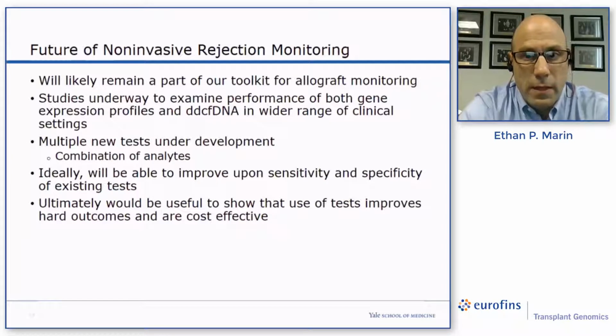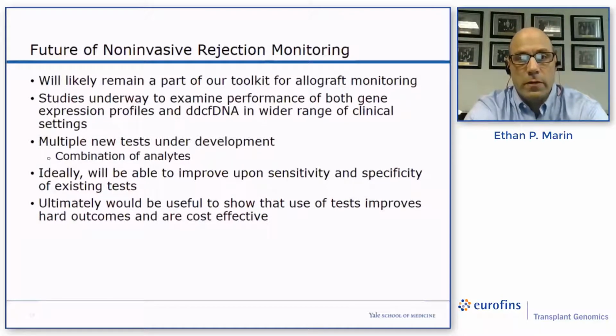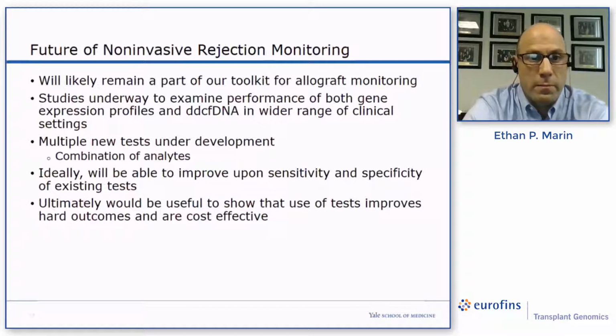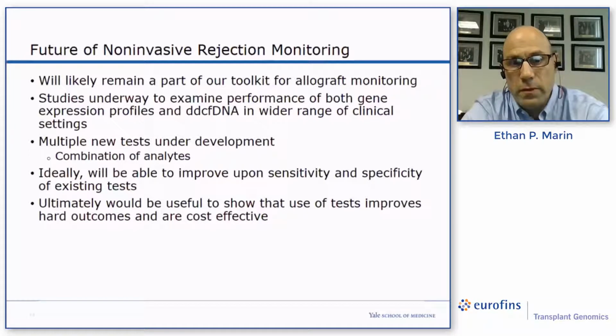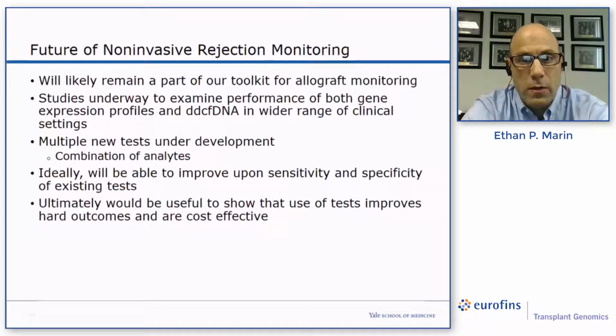What comes next? As I mentioned, our particular center's movement into the use of non-invasive tests of allograft function was motivated in large part by constraints imposed upon us by the COVID-19 outbreak. But even as that outbreak has receded, I think that gene expression profiling and cell-free DNA are going to be part of our toolkit for allograft monitoring going forward, as illustrated by both of those cases that I just discussed. There are studies underway to characterize the performance of these different tests of rejection in a wider range of clinical settings with greater numbers of patients.